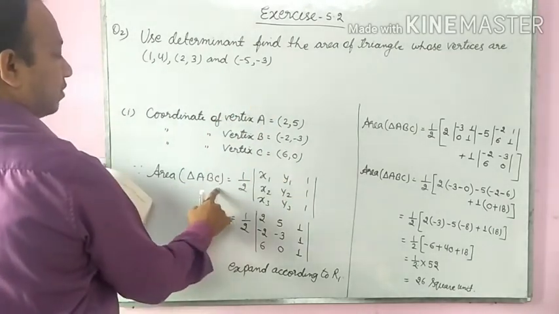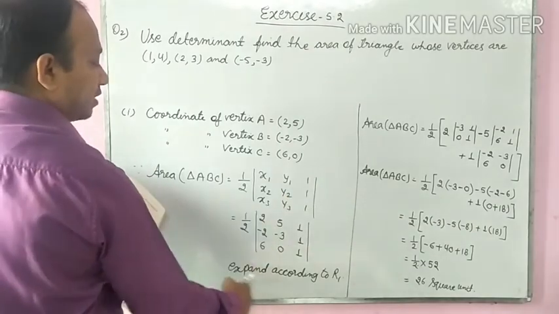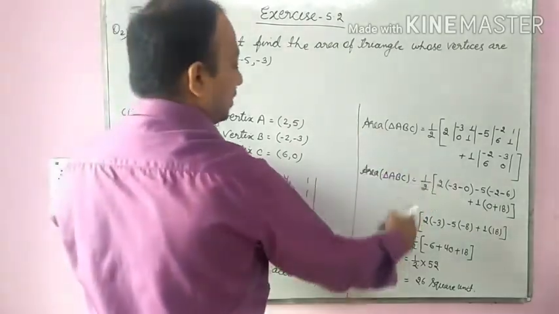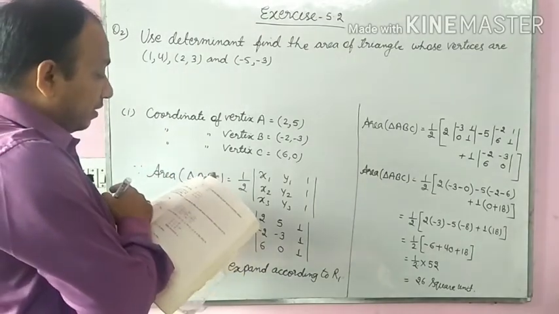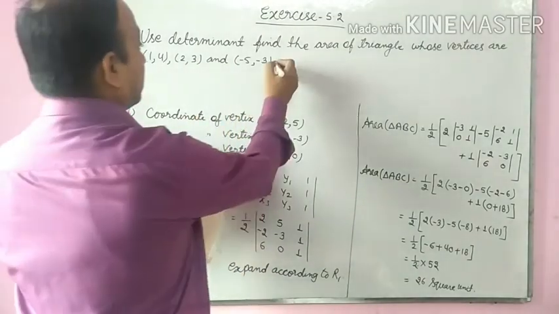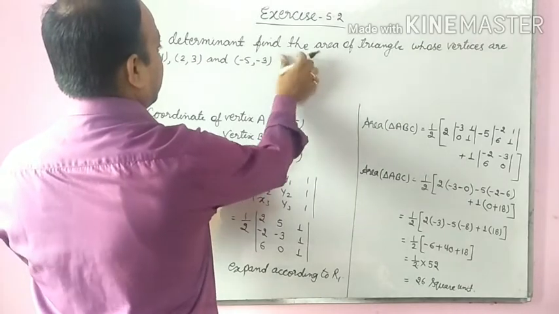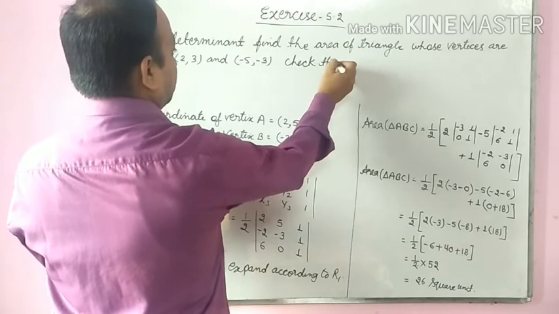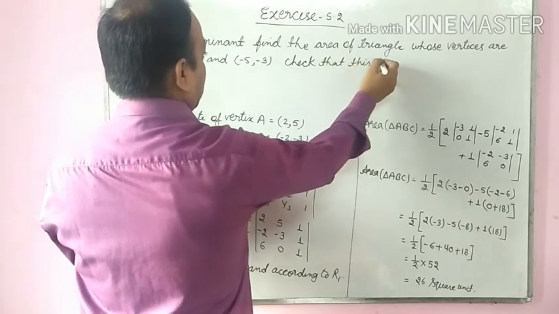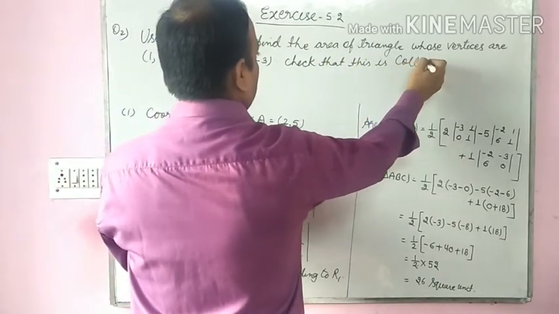Then we find the area of triangle ABC by using this formula and expand according to R1. Then we get the area of triangle ABC. After that, they ask us to check whether this is collinear or not.